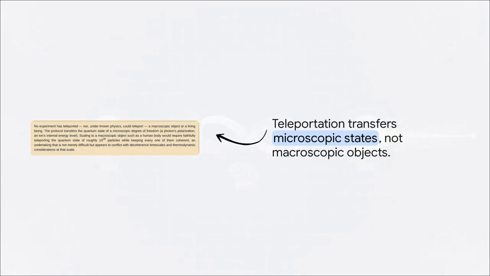So, to get this right, we need to explicitly dismantle that whole Star Trek illusion. Look, no experiment has ever teleported a macroscopic object, and under known physics, we probably never will. Our current teleportation protocols transfer the state of microscopic degrees of freedom. Think along the lines of a single photon's polarization or an ion's internal energy level. If you actually wanted to teleport a human being, you would need to faithfully extract, transmit, and reconstruct the quantum state of roughly 10^28 particles. That is a staggering number. And you'd have to keep every single one of them perfectly coherent. Because of decoherence timescales and massive thermodynamic barriers, scaling this up to human size is practically impossible.